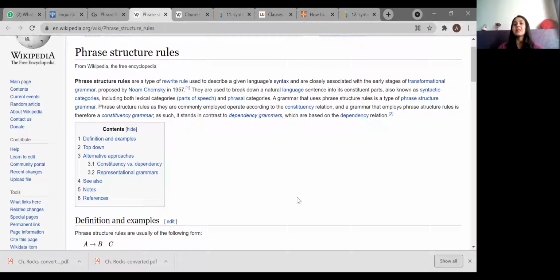So I just now said it is just the basic grammar you all must have done in school. It's just a little bit of an advance, not even a full step, so that you should know the little basics and then we can move ahead. Now it is proposed by Noam Chomsky. Chomsky is the scientist who proposed phrase structure rules in 1957. They are used to break down natural language sentences into their parts, also known as syntactic categories.